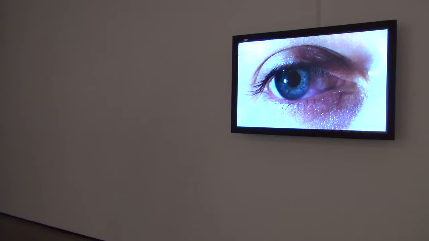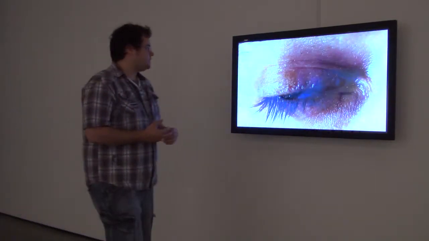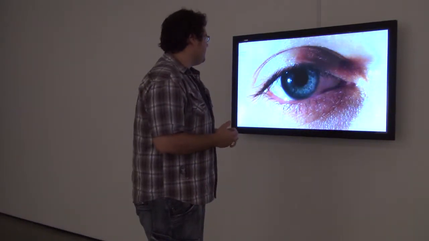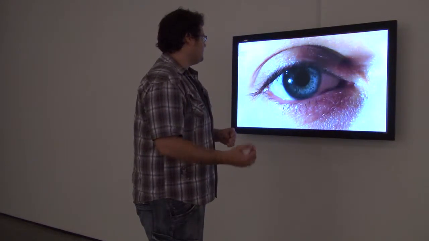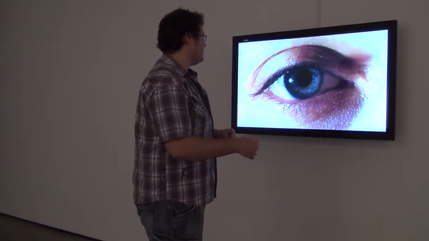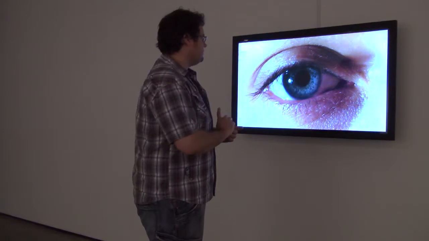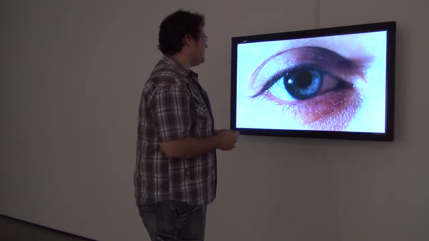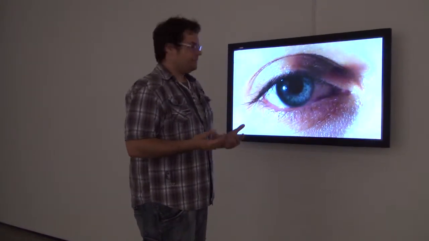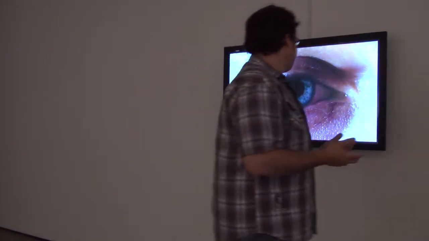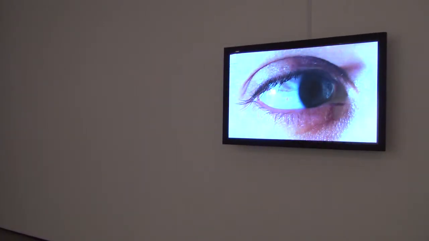So if a person is stuck in place and there's someone else passing by or arriving from a side, the eye will then start to track that person. But right now, obviously, I'm alone in front of the piece, so it's only tracking me even if I stop. So we can move around.